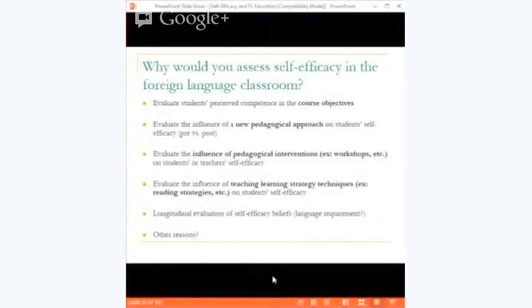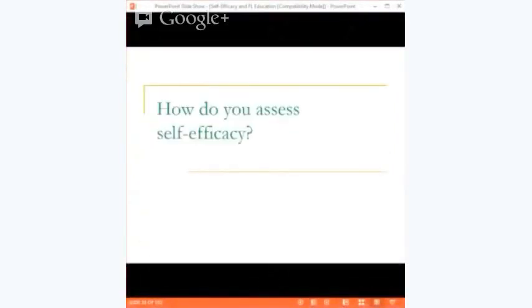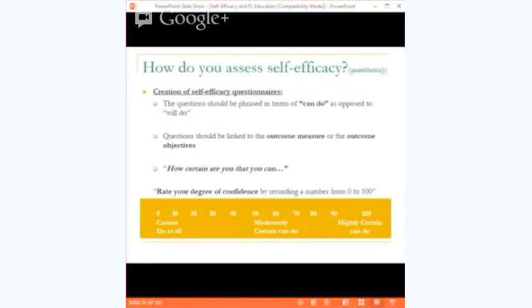So how do you assess it? I'm going to show you one simple way to assess self-efficacy, and then I'm going to show you some examples of different research studies. So how do you assess self-efficacy quantitatively? Well, you could create self-efficacy questionnaires where you phrase questions in terms of can do as opposed to will do. So for example, you could say something like, how certain are you that you can, dot, dot, dot, and then a list of targeted tasks that are closely linked to the outcome measure or the outcome objectives that you have for your particular classroom or program.